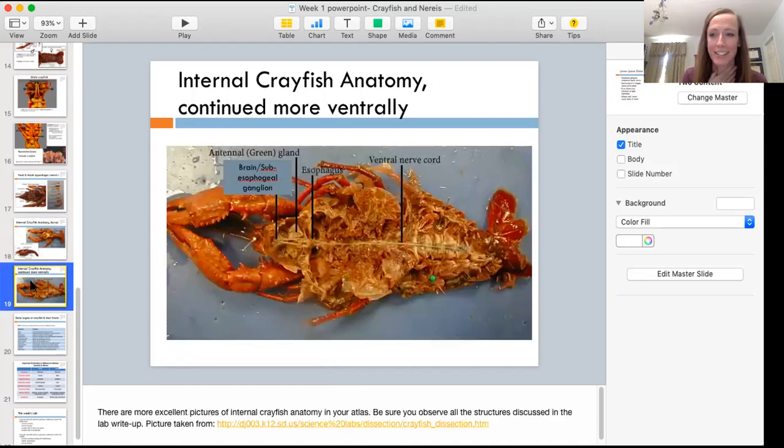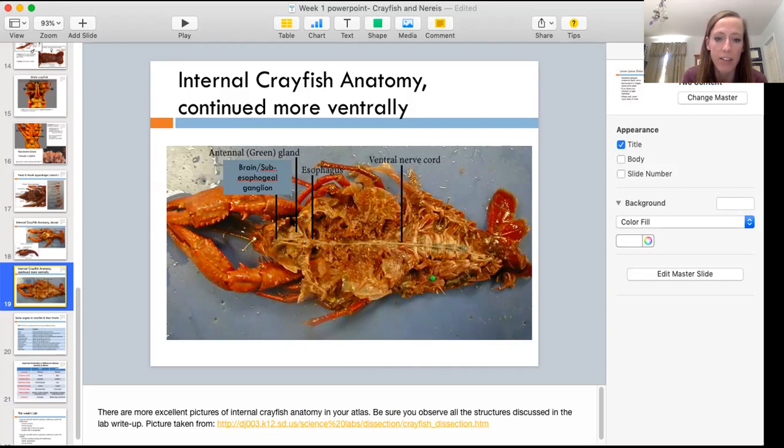But let's move to our next slide, where you can see some of the structures that I just talked about. So again, if you remove the digestive system, the heart, and some muscles, you'll be able to see the ventral nerve cord, this fiber that runs the entire length of the body. It does sort of branch and form a ganglion towards the head, which is this compilation of cells, basically the brain for the crayfish. And then, like I said, the green gland, you can see it here. It's not green.